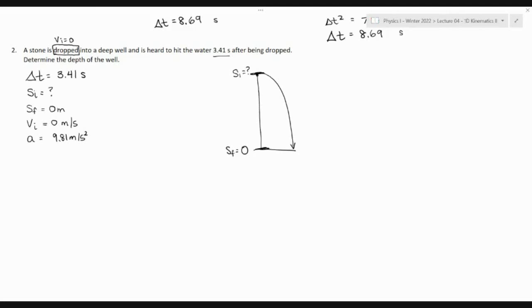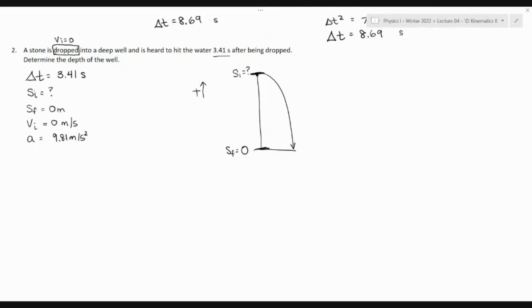So in this case, our final position was 0, and our initial position, the way we drew it, is some positive number. So we're implying here that up is positive, right? Because our initial position is up high, and we want a positive value for our answer. So we're basically saying that up is the positive direction for this question. Does that make sense to everybody?